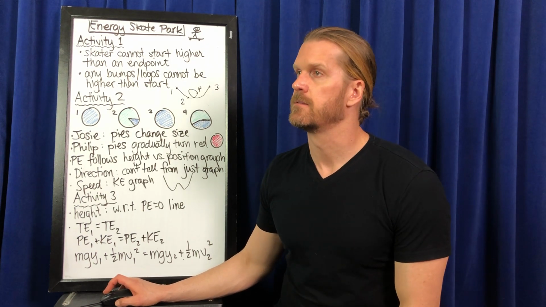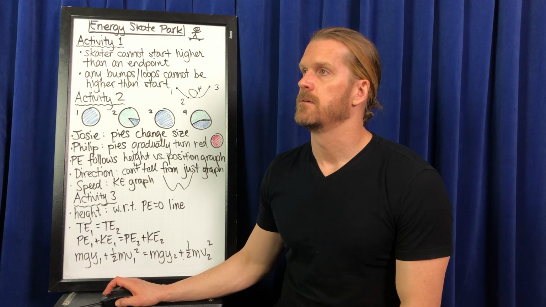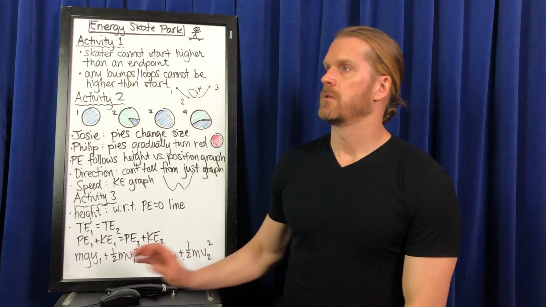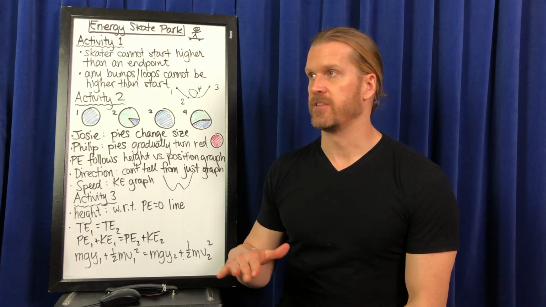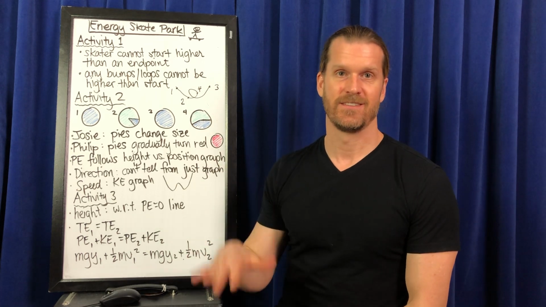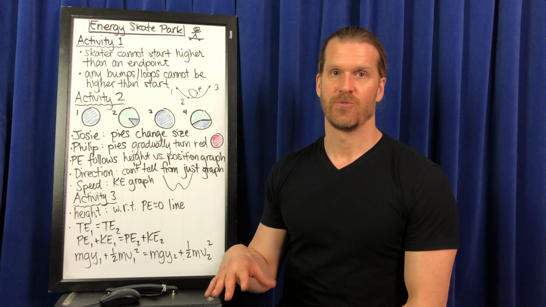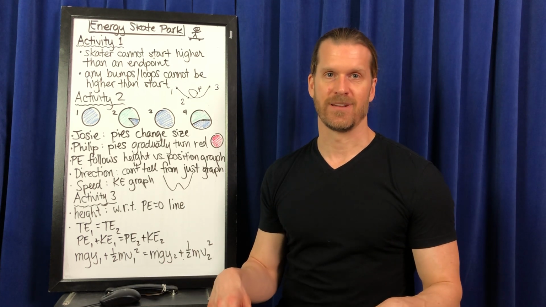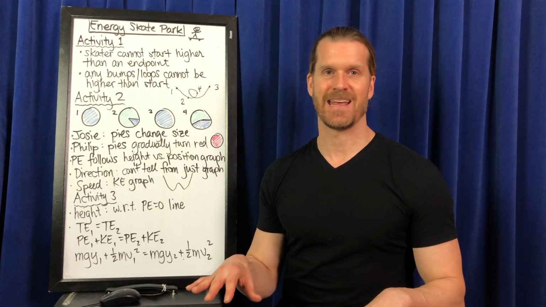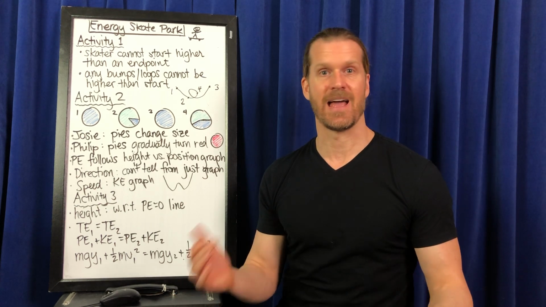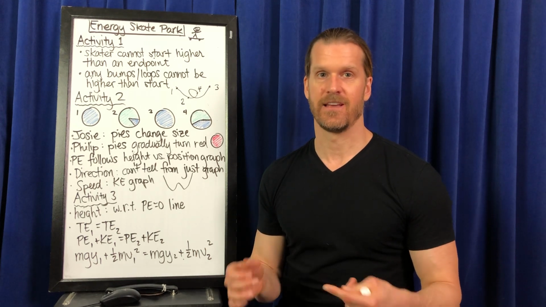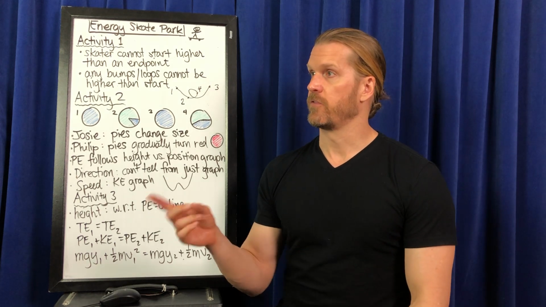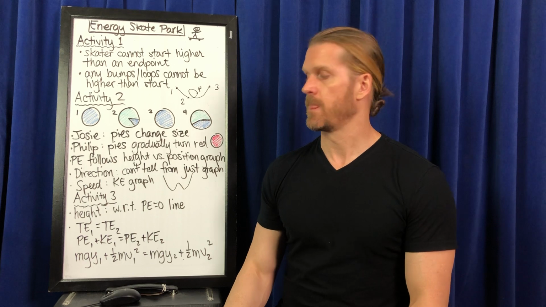All right, activity 3. In activity 3, you're moving the reference point for zero potential energy. Remember, gravitational potential energy has an arbitrary reference point. You can measure it from any reference height you want. It doesn't matter. It doesn't have to be ground level. It could be anything. And as long as you're consistent with that reference point, everything will work out. So in the simulation, you can move that reference point around to wherever you want.